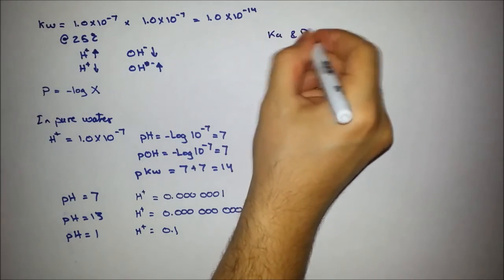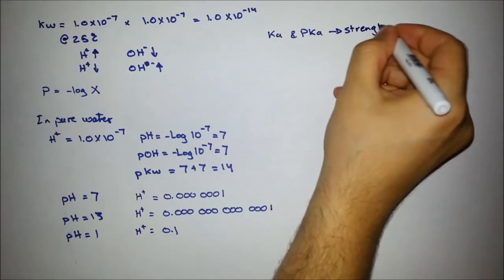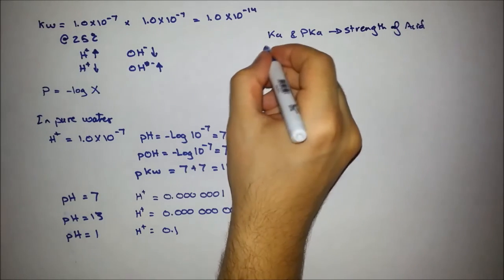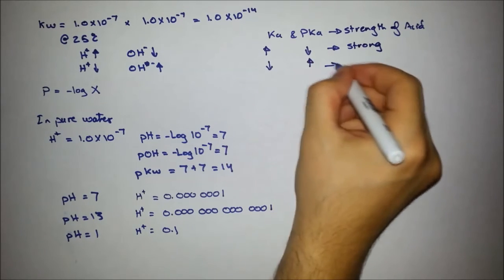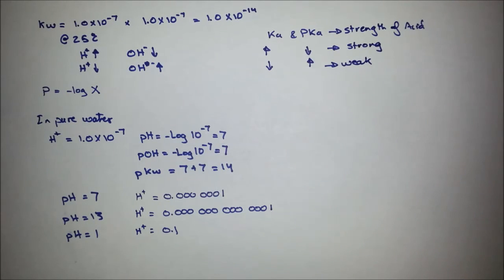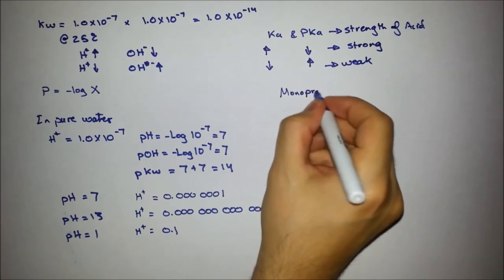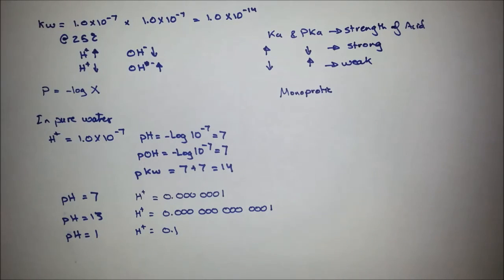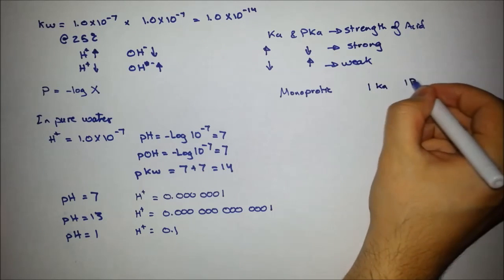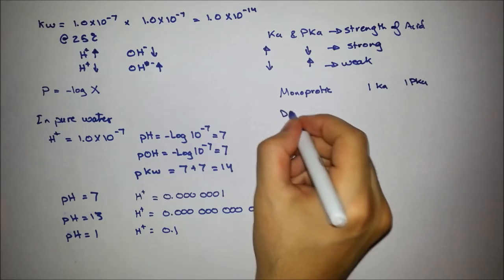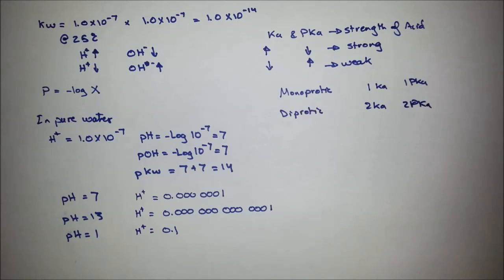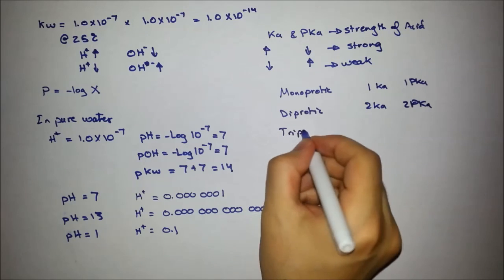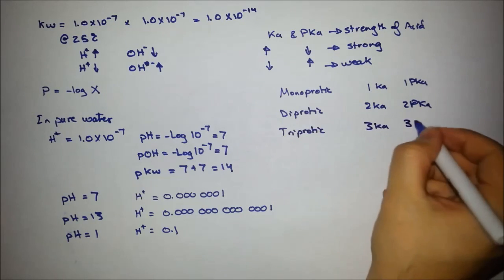Ka's and pKa's can be used to show the strength of acids or bases. Acids with high Ka's have low pKa's and they are considered strong acids. Acids with low Ka's will have high pKa's and of course they are weak acids. By the way, monoprotic acids, which produce only one proton per molecule, have 1 Ka and 1 pKa. Diprotic acids, which can give 2 protons, such as sulfuric acid, have 2 Ka's and 2 pKa's. Each proton has its own Ka and pKa. The same goes for triprotic acids, like phosphoric acid. It has 3 Ka's and 3 pKa's.